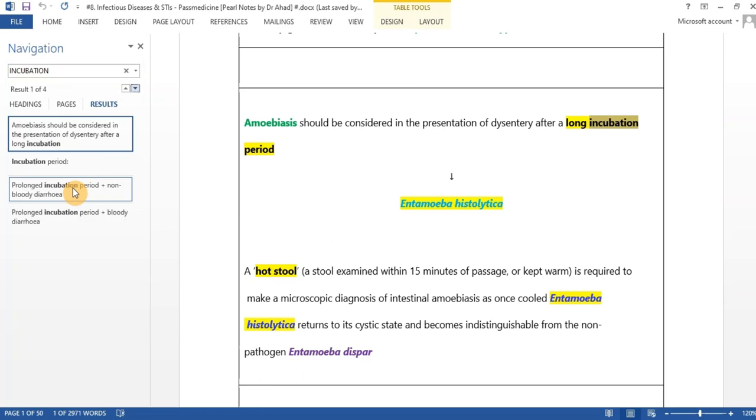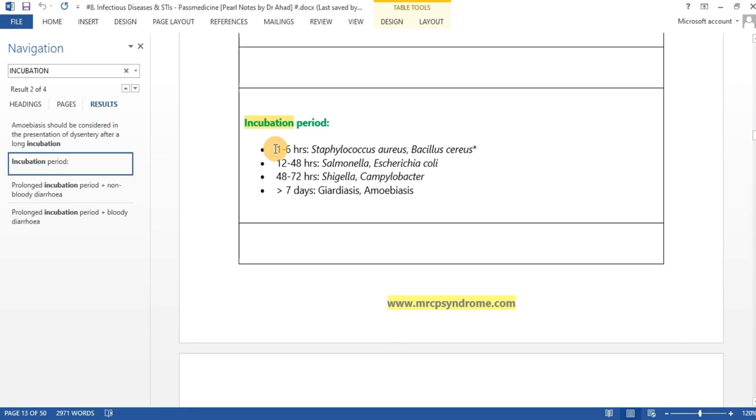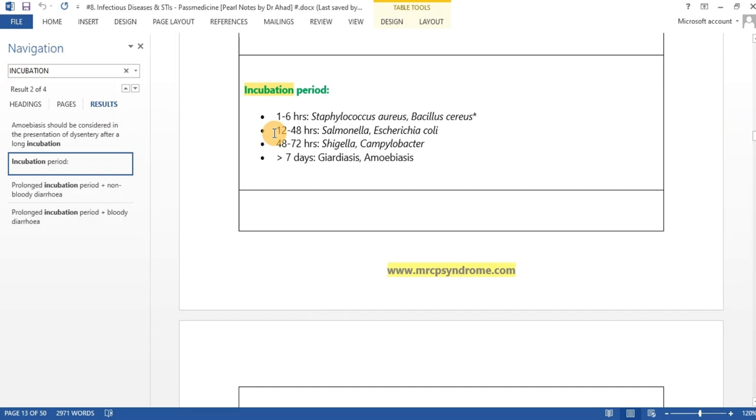So incubation period: a very short incubation period, 1 to 6 hours, Staphylococcus aureus, Bacillus cereus; 12 to 48 hours, Salmonella, E. coli; 48 to 72 hours, Shigella, Campylobacter; and greater than 7 days, a long incubation period, giardiasis and amebiasis. How to differentiate between giardiasis and amebiasis?